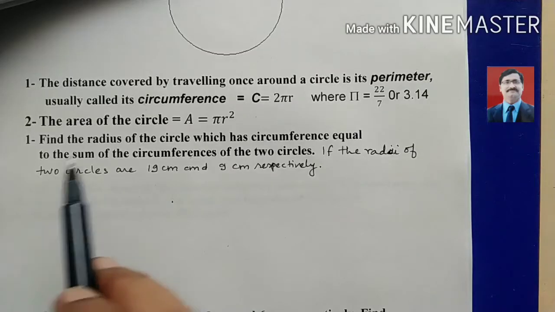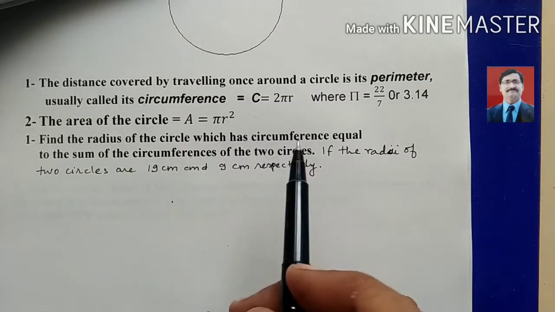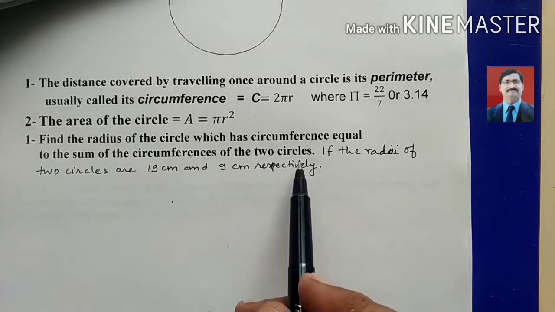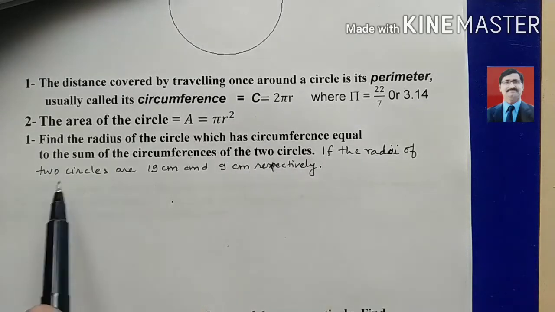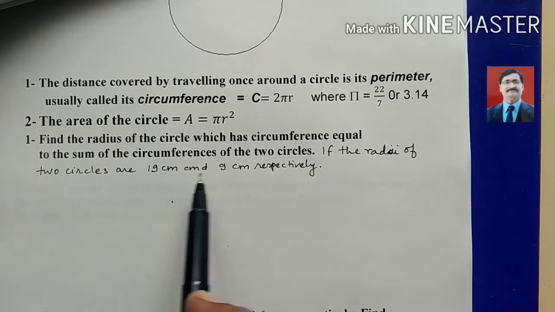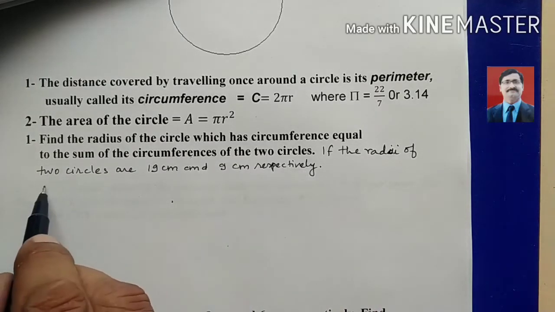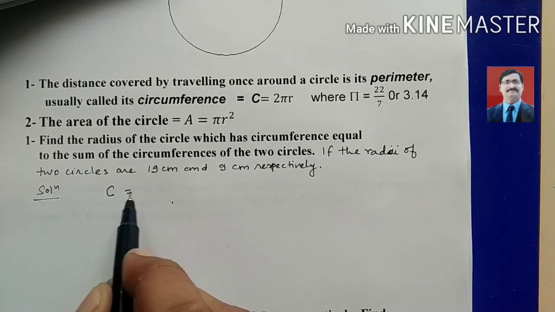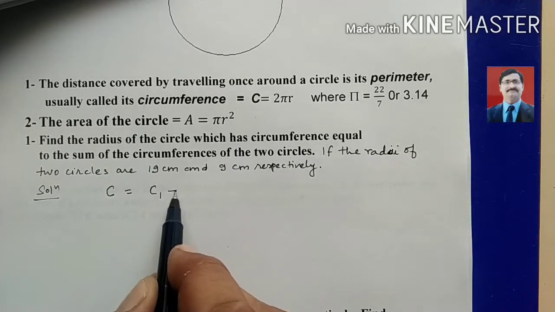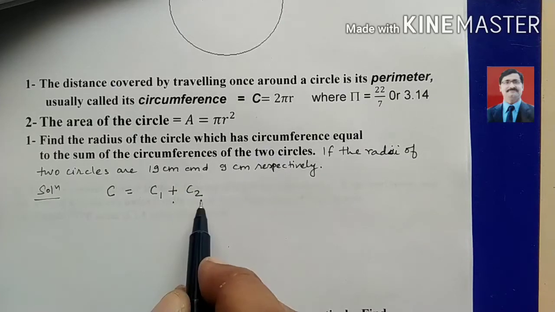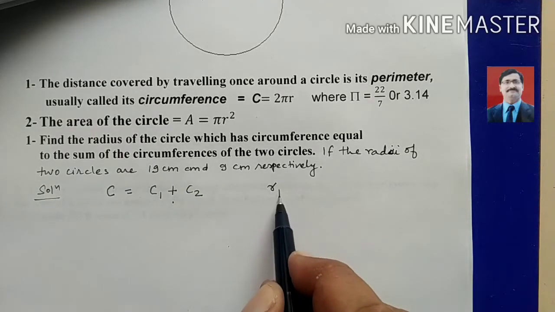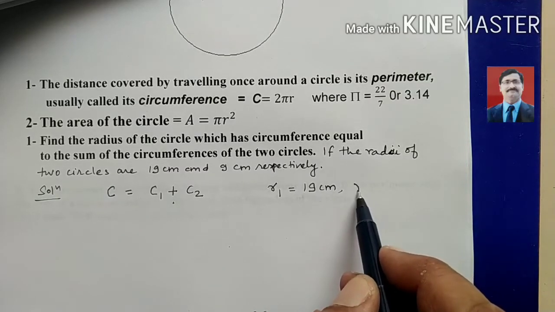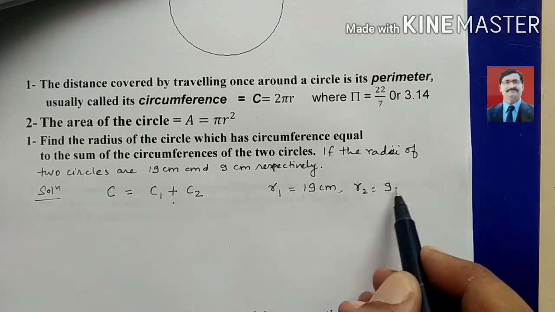Now find the radius of a circle which has circumference equal to the sum of the circumferences of two circles, if the radii of the two circles are 19 centimeter and 9 centimeter. Look here, in the question it is given that the circumference of one circle is equal to the sum of the circumferences of two circles, C1 and C2. The radius r1 is 19 centimeter, and the radius of the second circle is 9 centimeter.